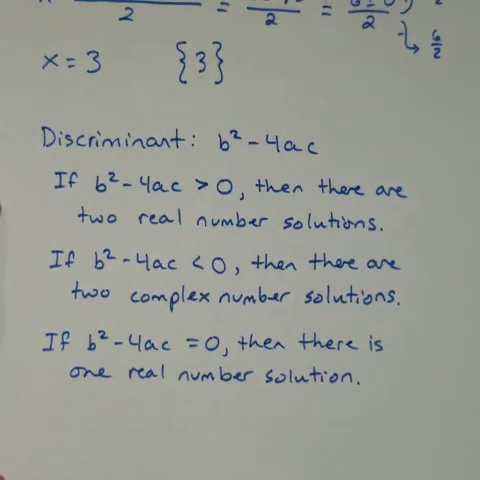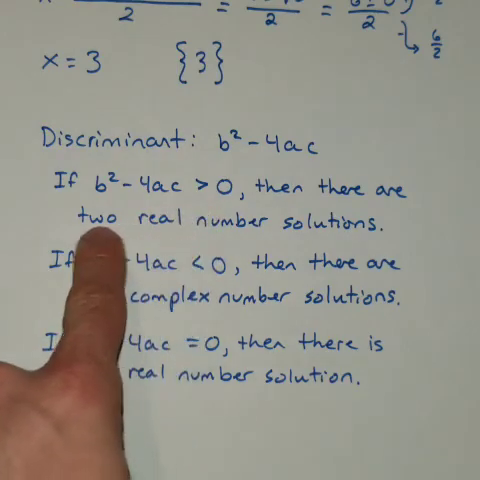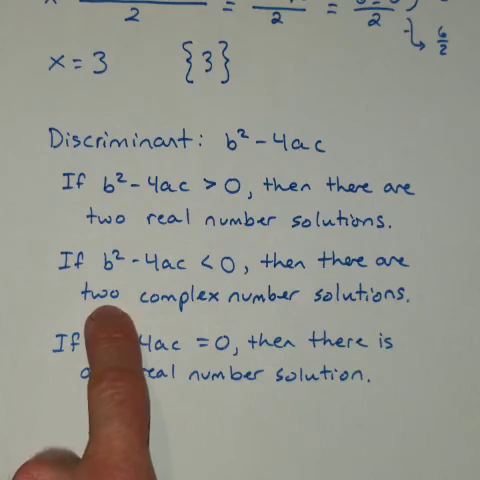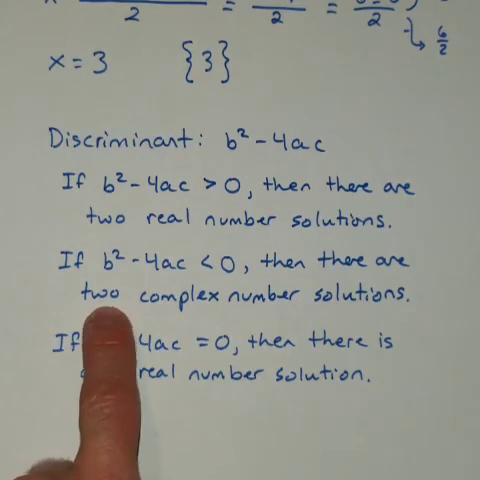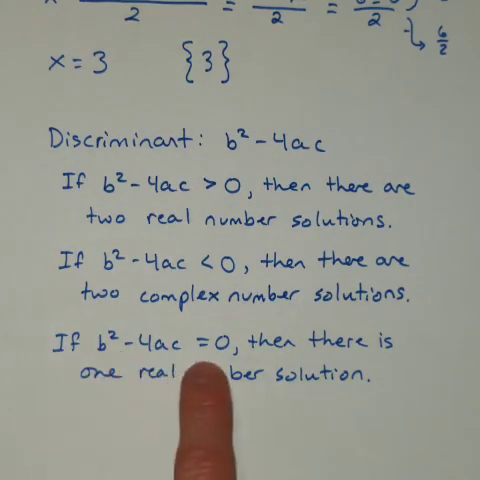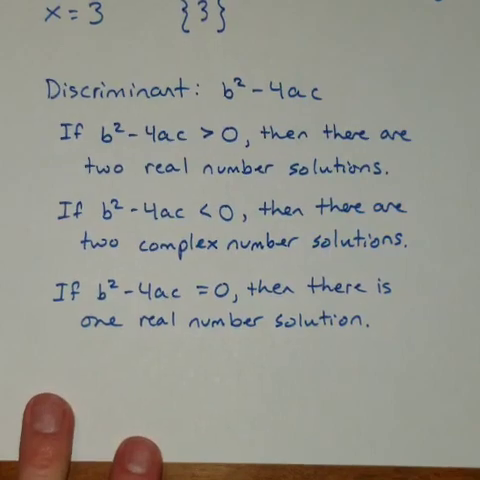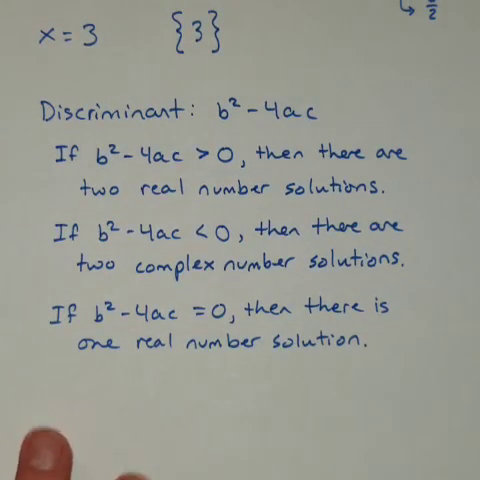Okay, if you just think about the real number solutions, then a positive discriminant gives you two real numbers. A negative discriminant, because it gives you two complex, actually gives you 0 real number solutions. And if that's equal to 0, then you get one real number solution. Okay, so that's a nice summary of the discriminant and how that determines the number of solutions and the type of solutions for a quadratic equation.